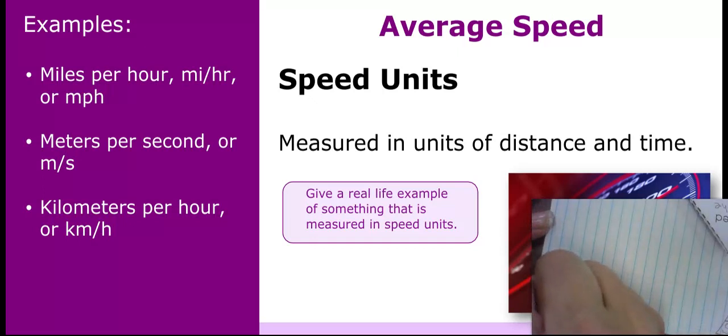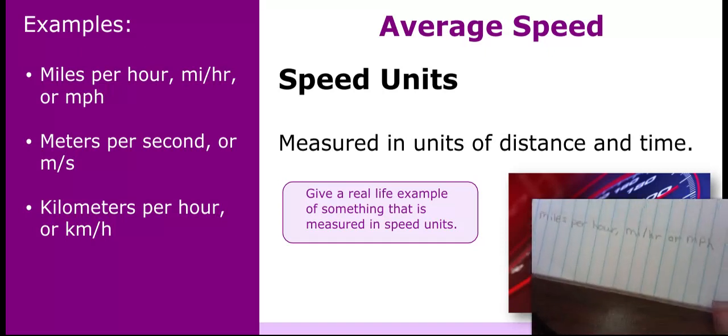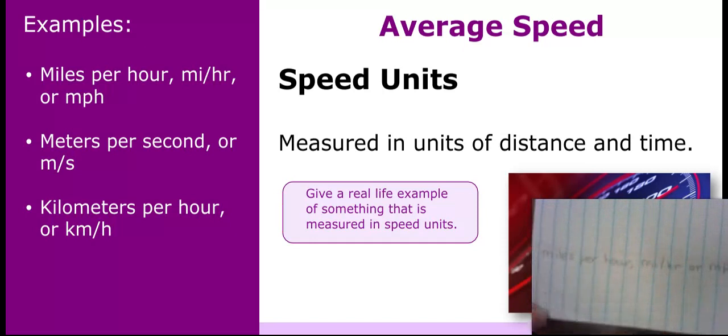You'll see something like miles per hour. We see that on the highway. That'll look like miles per hour. We may see meters per second, or it may look like this, m/s. We may see kilometers per hour. If you notice, the distance word comes first, and the time comes second.